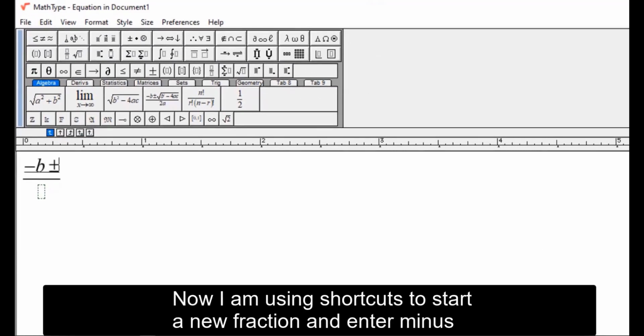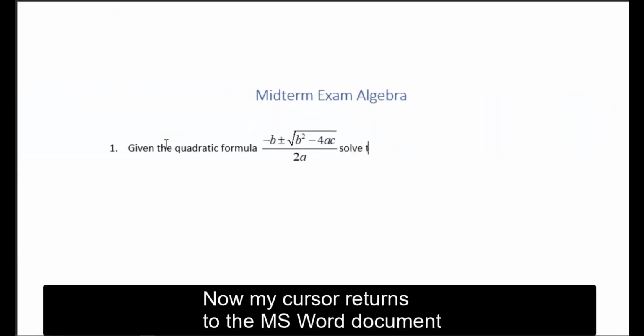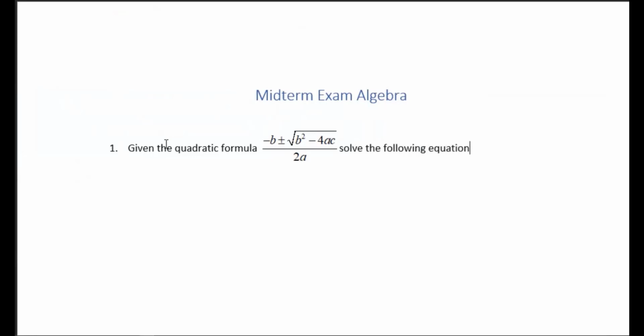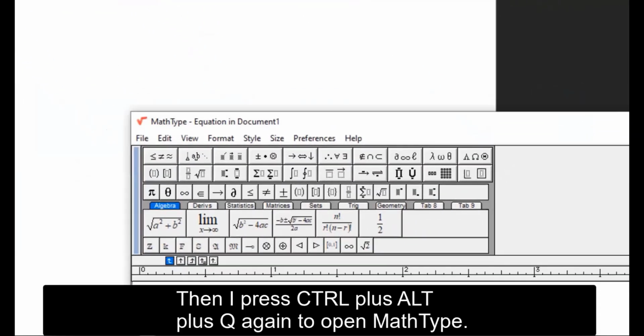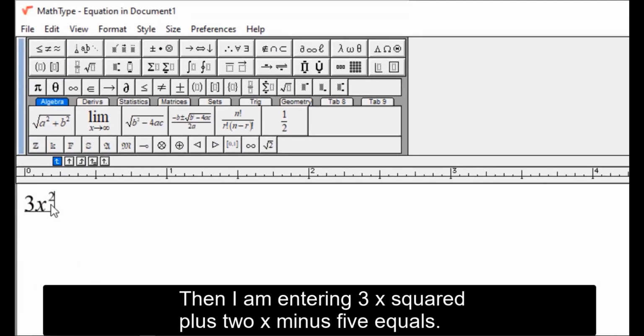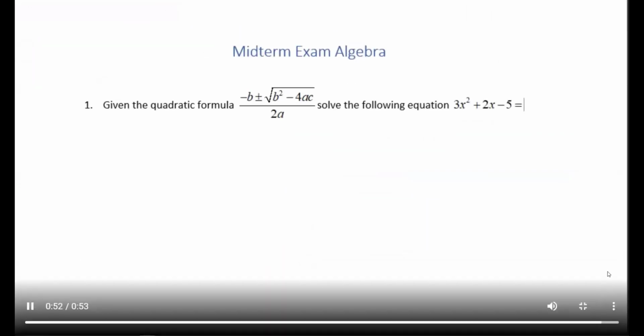Now I'm using shortcuts to start a new fraction and enter minus b plus or minus the square root of b squared minus 4ac over 2a. Now my cursor returns to the MS Word document and I'm typing solve the following equation. Then I press Ctrl plus Alt plus Q again to open MathType. Then I'm entering 3x squared plus 2x minus 5 equals. I then close the MathType window and return to my MS Word document.